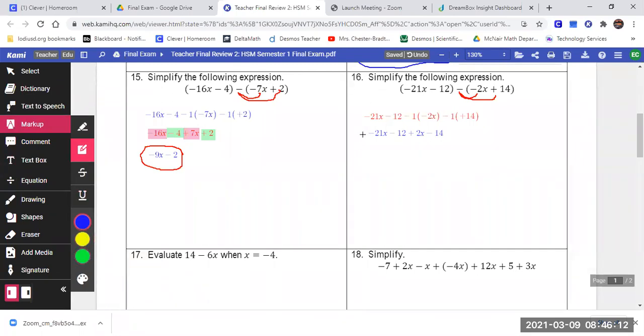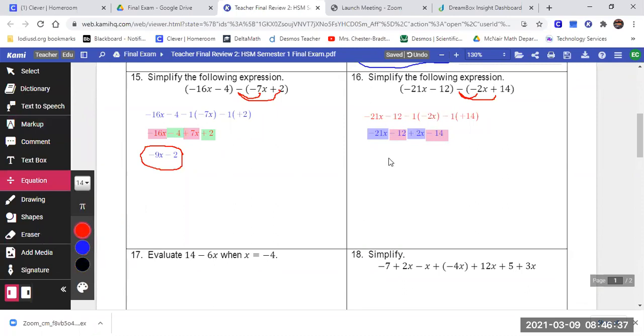I think I'll go with blue. Make sure you grab the signs when you do it. And pink. It really doesn't matter which ones you choose, okay, when you're on this kind of a worksheet, just so you can differentiate and give your brain time to think, okay? So I have a negative 21x and a positive 2x. Are those the same sign? No. So what are we going to do with them?